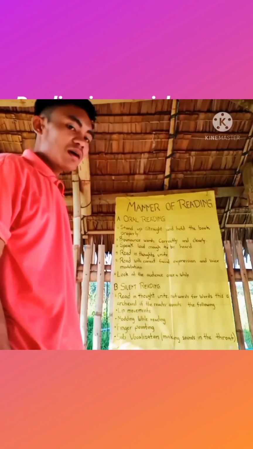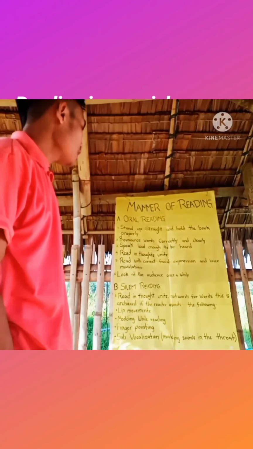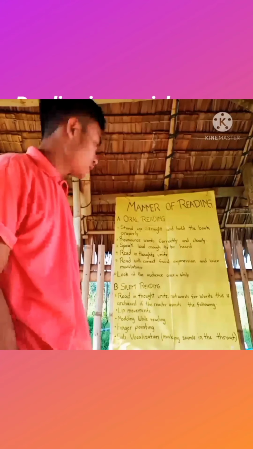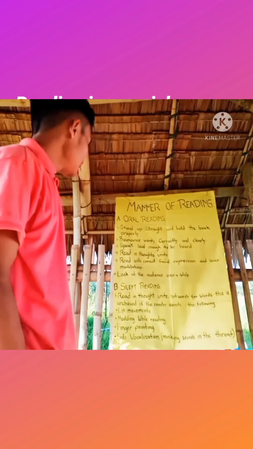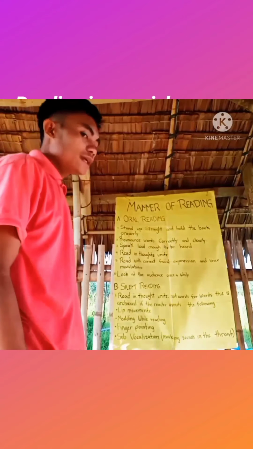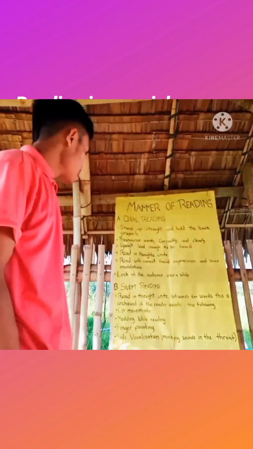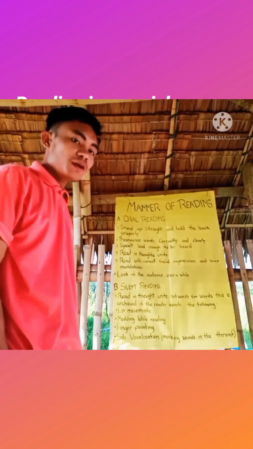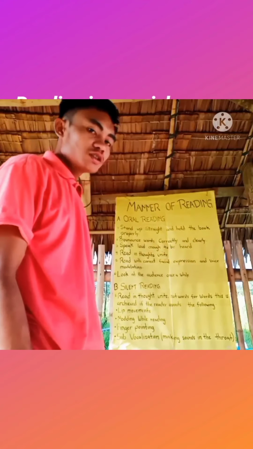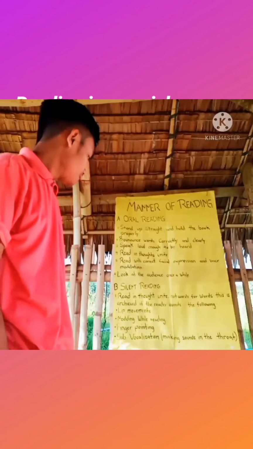Good oral reading habits follow a set of criteria. Number 1, stand up straight and hold the book properly. Number 2, pronounce words correctly and clearly. Number 3, speak loud enough to be heard. Number 4, read thought units. Number 5, read with correct facial expression and voice modulation. Number 6, look at the audience once in a while.